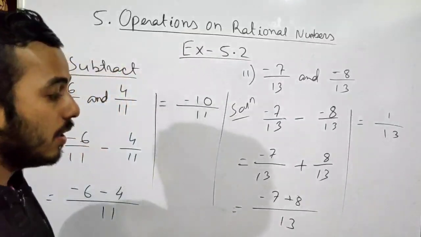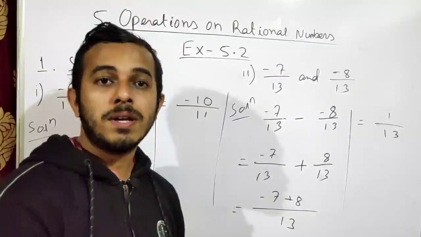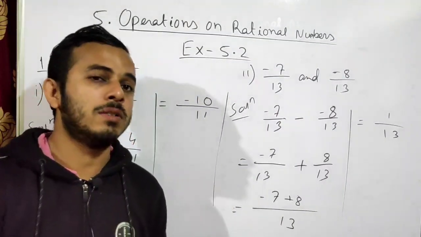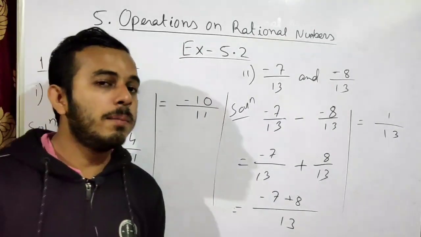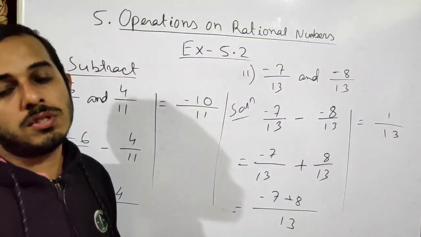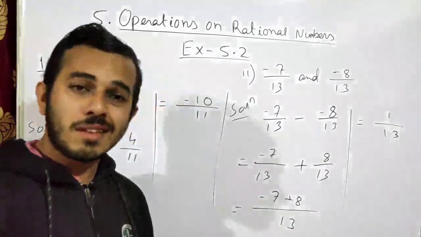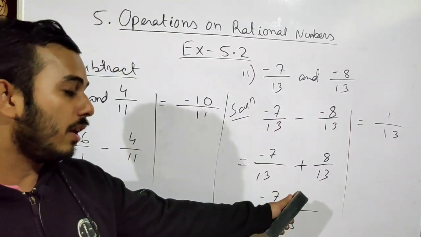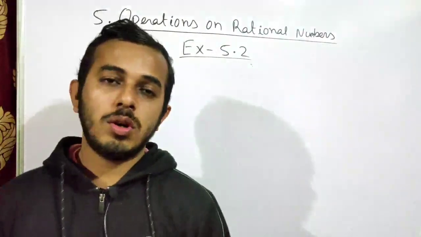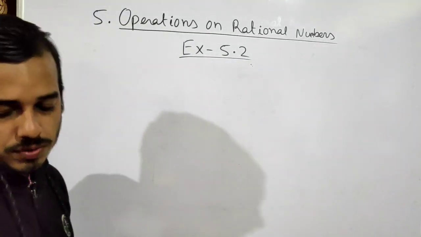Clear? 1 by 13. Now the sign will be of which number? We know minus plus is minus, okay, but the sign depends on the numbers. If the greater number is positive, the resultant number will be positive, isn't it? And if the greater number is negative, the result will be negative, okay. Here which one is greater? 8 is greater, and 8 is positive, so our result is also positive. Clear? Okay. So let us solve two more problems, then we'll be moving towards the next question.